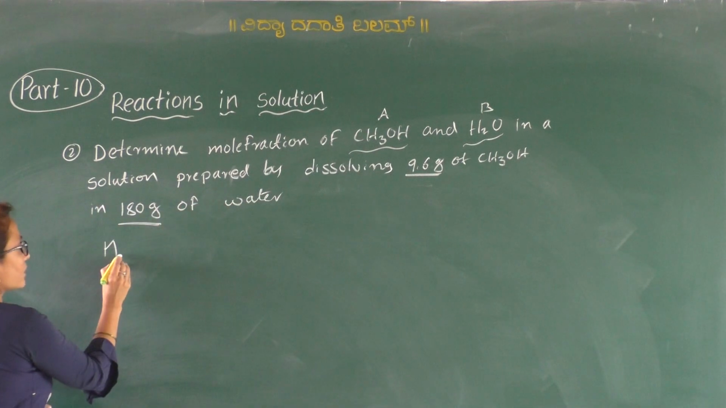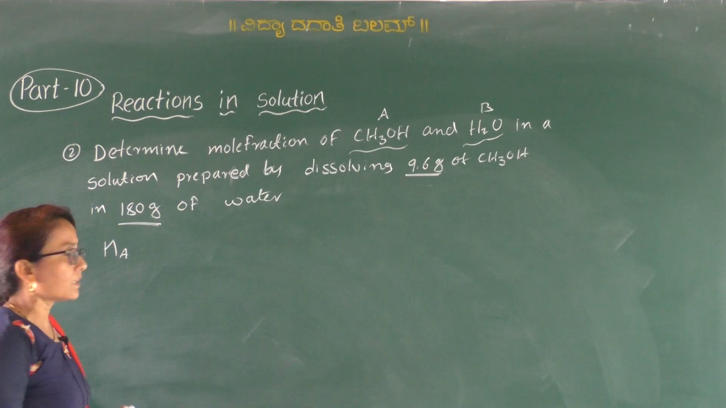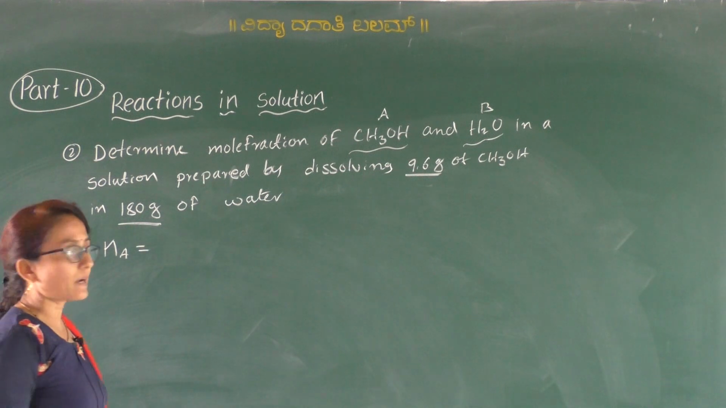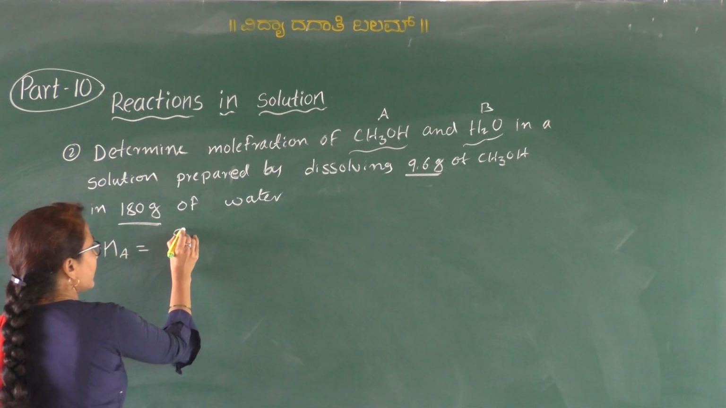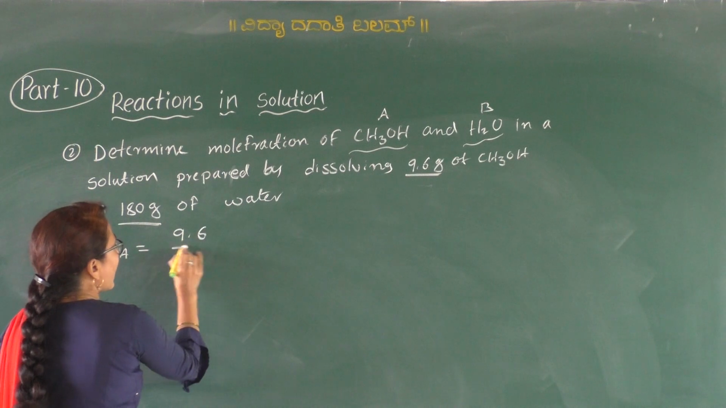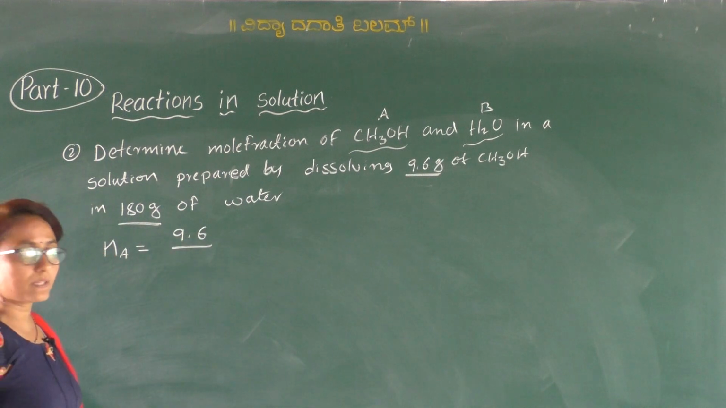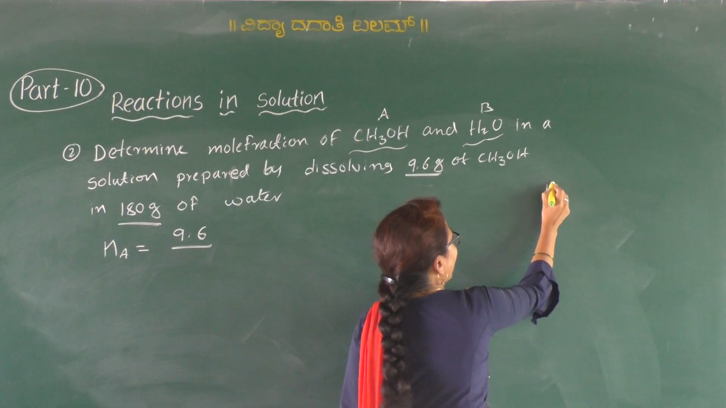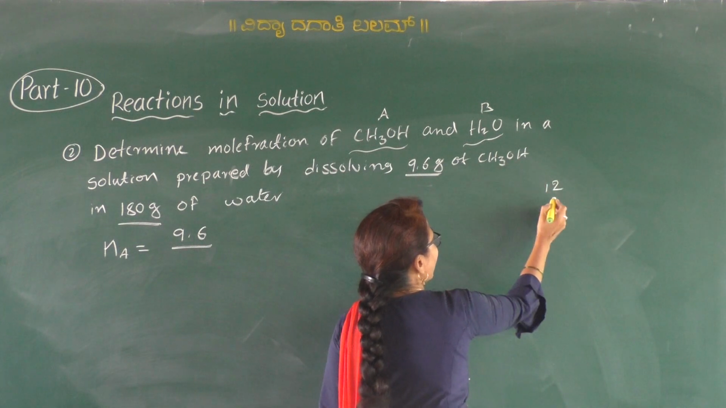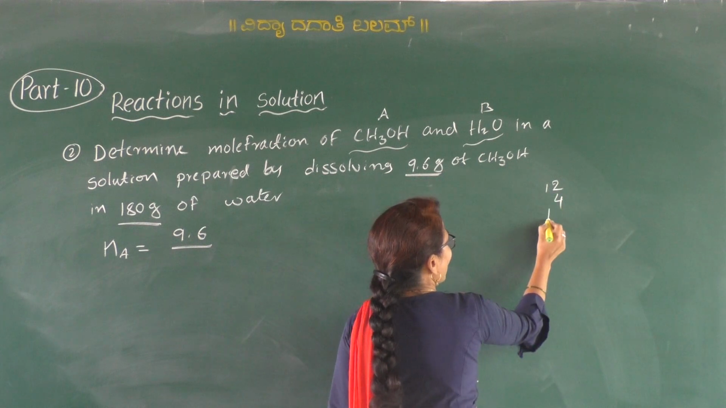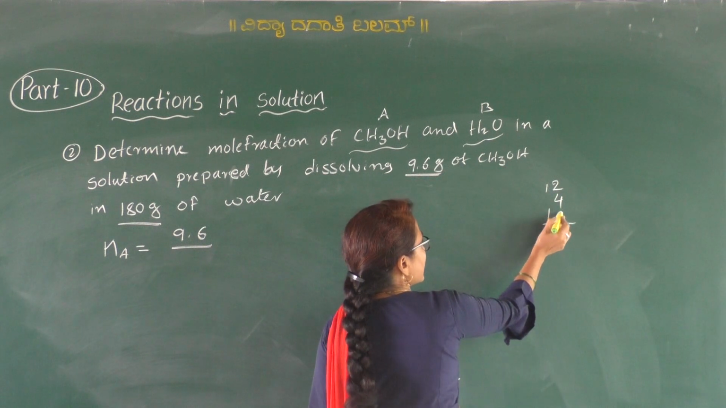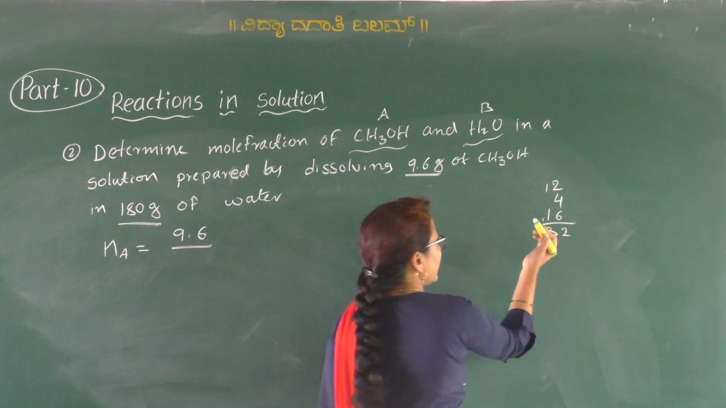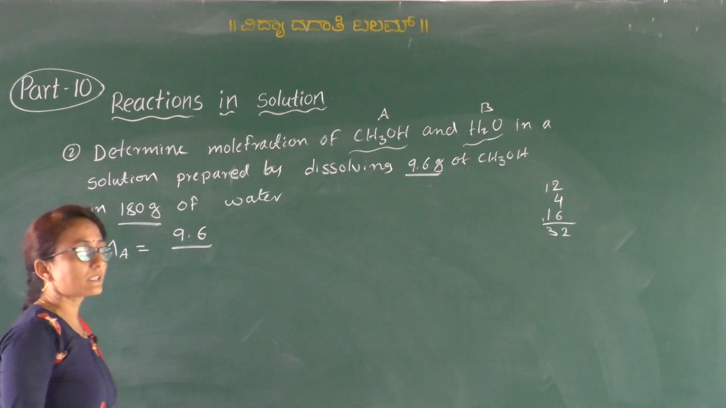So therefore the number of moles of A, that is methanol, is equal to mass divided by molar mass. The mass of methanol given is 9.6, and the molar mass of methanol: carbon is 12, 4 hydrogen atoms, and 1 oxygen atom. So 12 plus 4 is 16, 16 plus 16 is 32. Therefore the molar mass is 32.